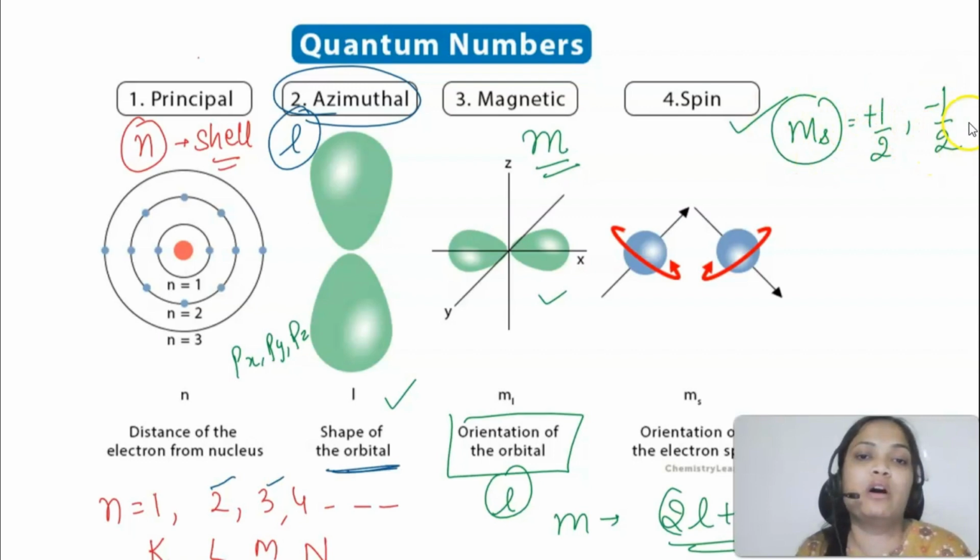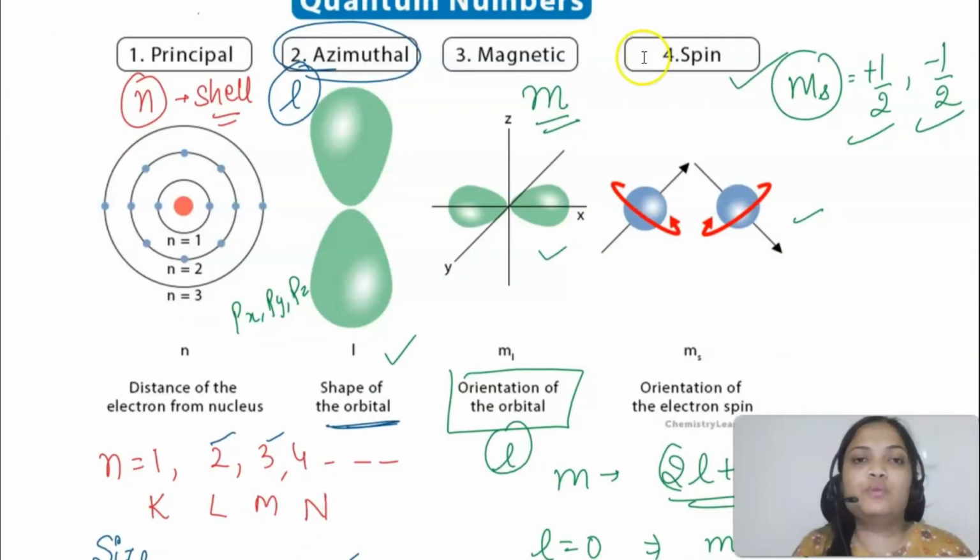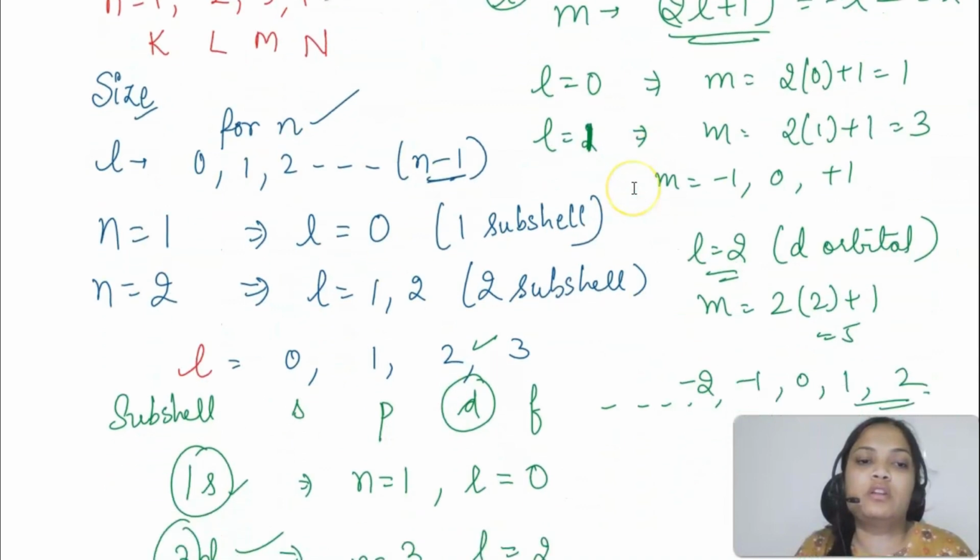So it will tell you about the spin of an electron. If the spin is clockwise, then we will say that the value is plus half. If the spin is anti-clockwise, we will say the value of ms is minus half. So it tells us about the spin of an electron. Okay. So students, I hope you understood about all the quantum numbers.